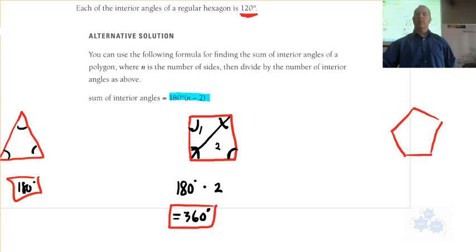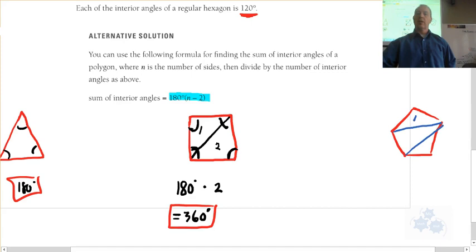What about for a pentagon? This is a pentagon over here. So I'm going to make triangles again. There's one triangle I can make. I'm going to now do this. Try to go from this vertex to the other vertex. And now I've made 3 triangles.